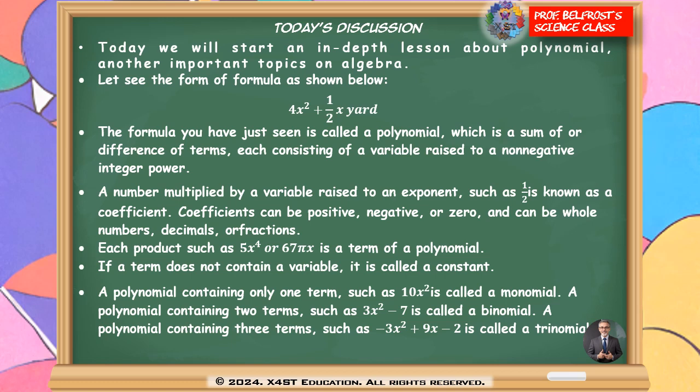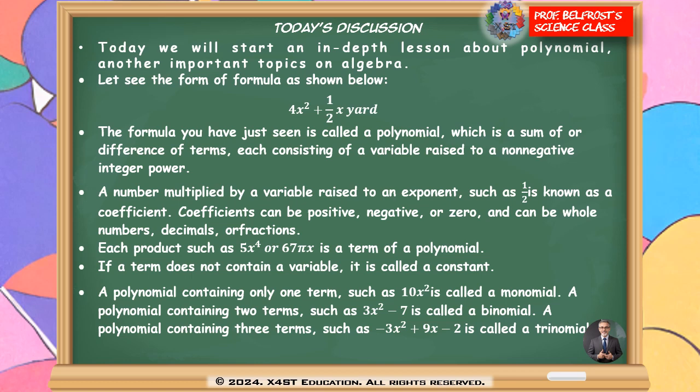and today's topic is about polynomial. Okay, polynomial, let's go. So let's see the form I have given to you. This is another formula. For example, we have formula of 4x squared plus half x cubed. So actually this formula is called a polynomial, which is a sum or difference of terms, each consisting of a variable raised to a non-negative integer power.